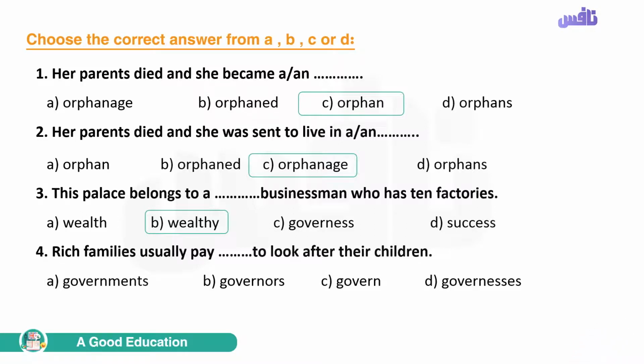Number 4. Rich families usually pay space to look after their children. Governments, governors, govern, or governesses. So rich families عادة بيدفعوا فلوس لمين عشان to look after their children. Yes, bravo. To, yes, governesses اللي هم مربيين أو مربيات الأطفال.